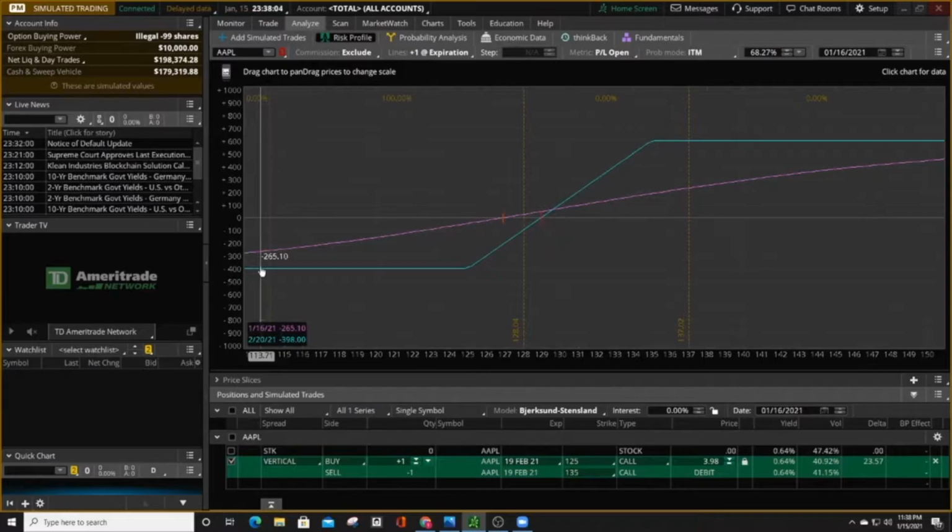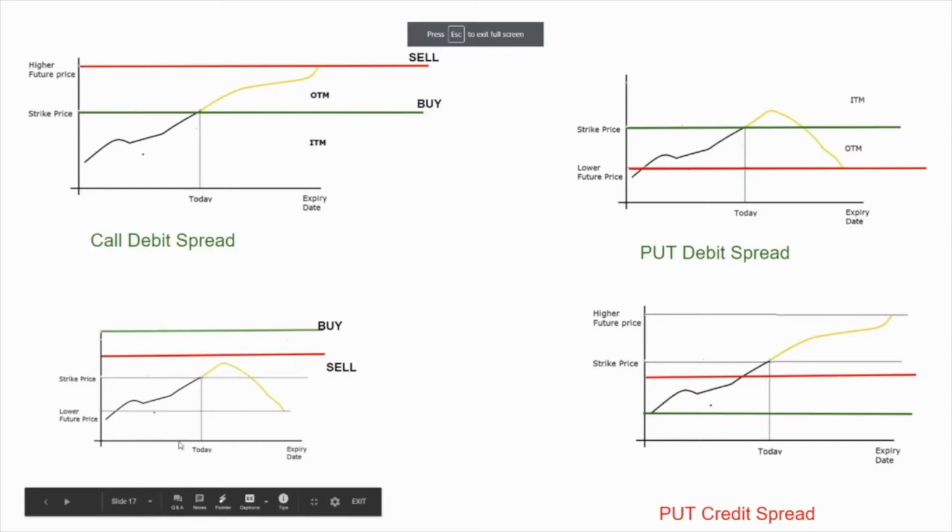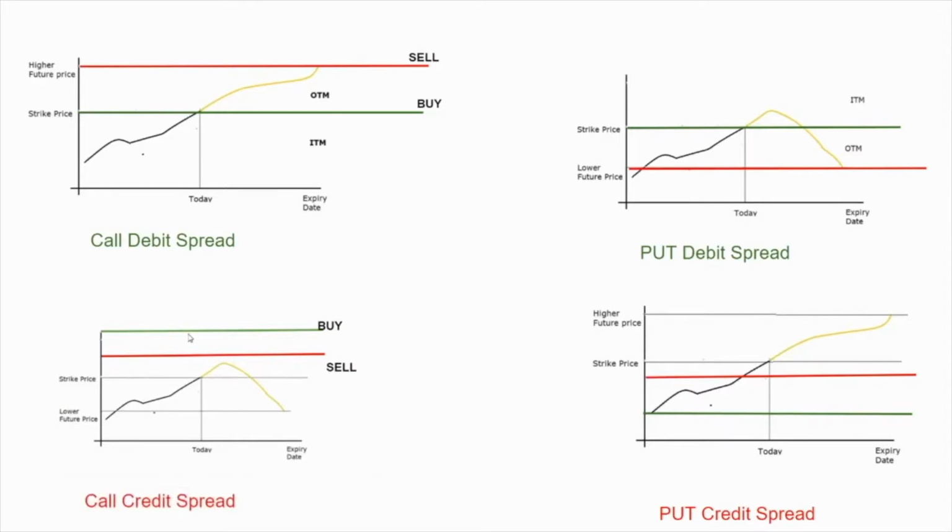So even if the price goes below 125, that's the maximum loss that you will experience. And then you have the put. The call debit, the call credit spread. Now, because it's a market, when you buy a call debit spread, there's somebody who is selling it to you.